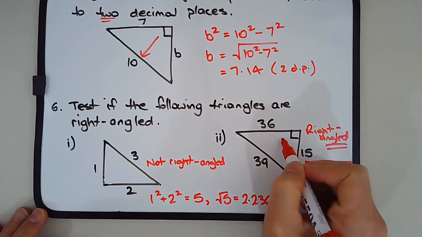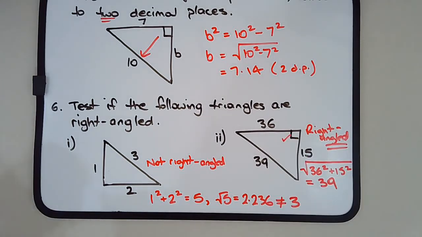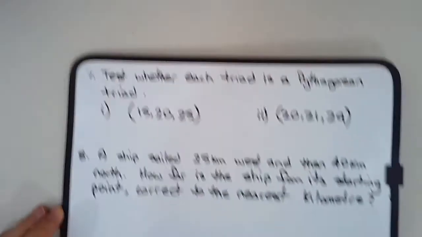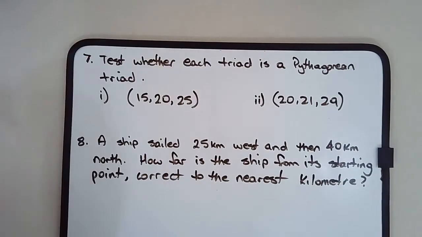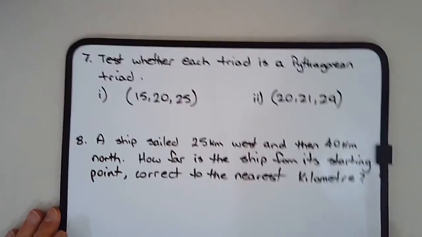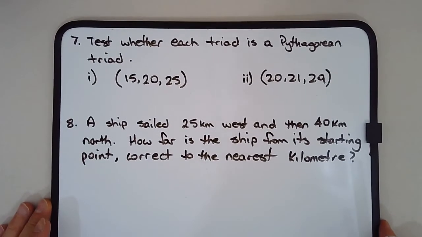Okay, so that's correct to have that right angle symbol there, that box there. All right. Let's have a look at question 7. Okay, and question 7, I'll just fix that. Test whether each triad is a Pythagorean triad.